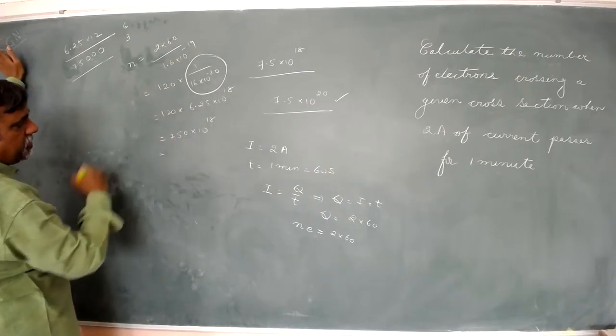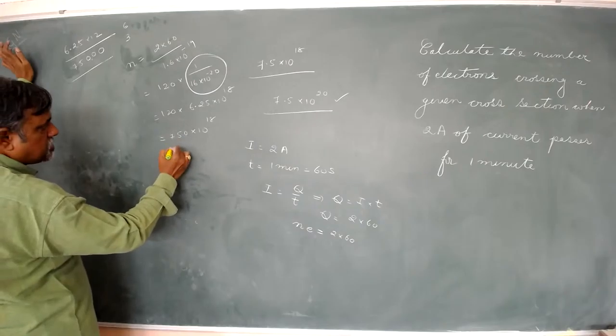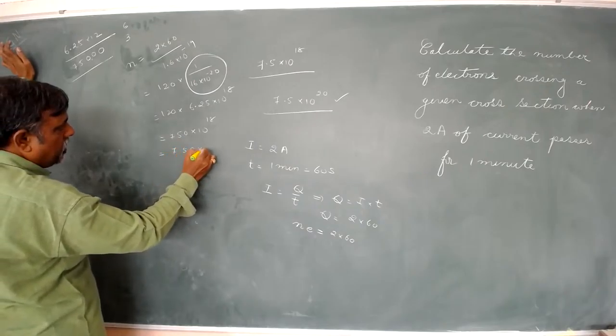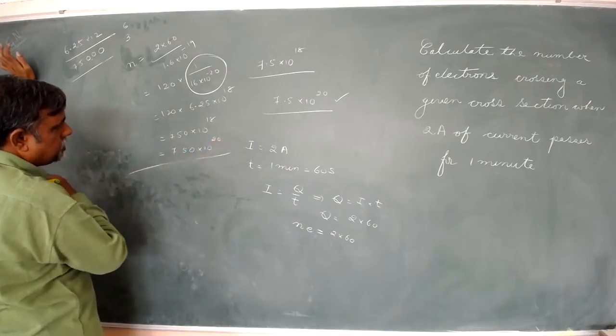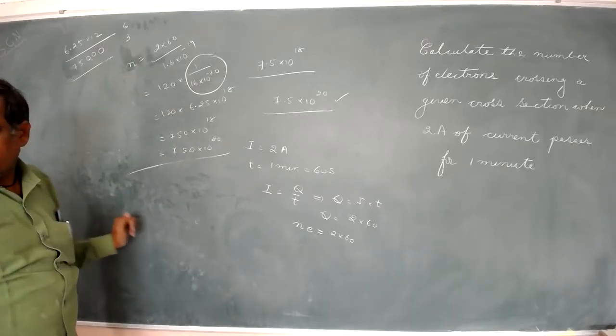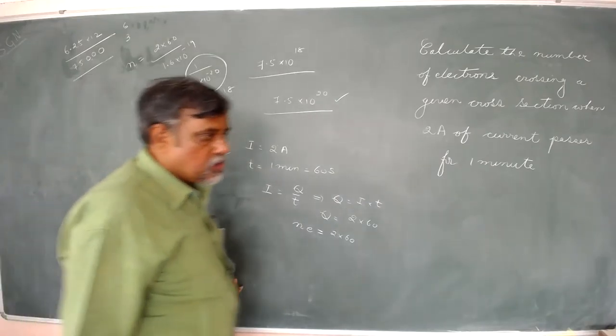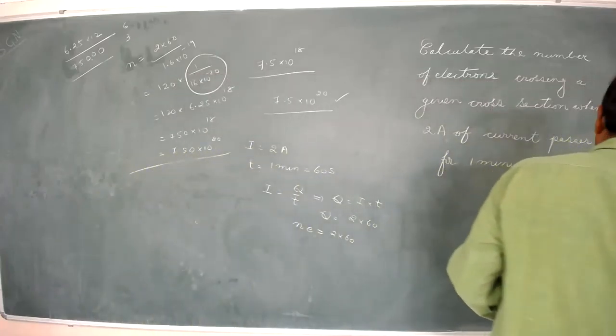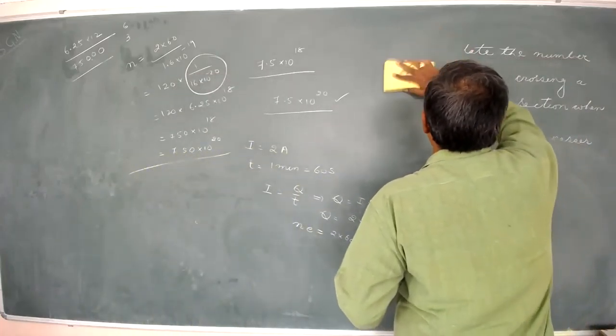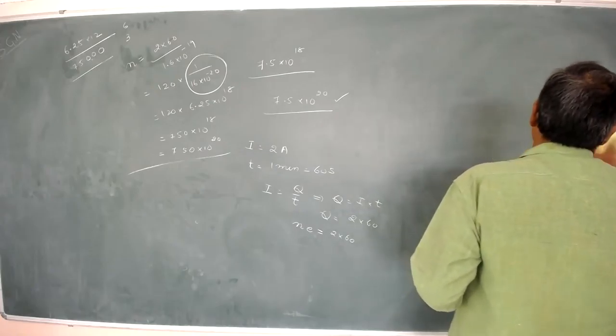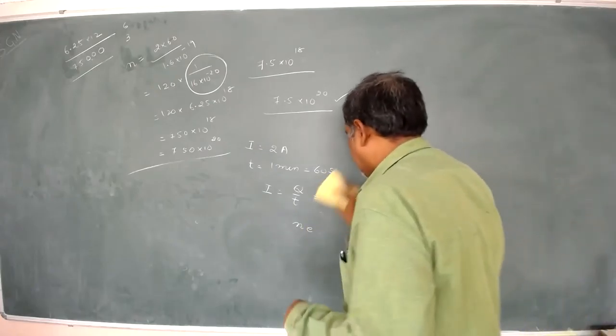But this is not the scientific notation. So it is 7.50 into 10 power 20. Okay, so your answer is quite correct. Good. 7.50 into 10 power 20. So that many electrons will be crossing the cross section in 1 minute of time under this 2 amperes of current.